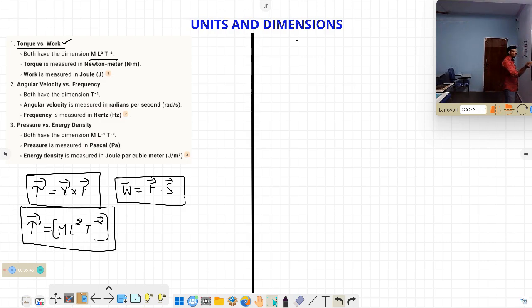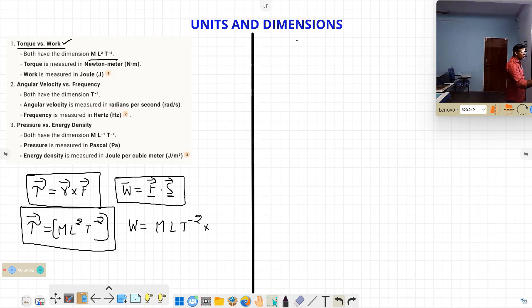Now what is the dimension formula for work? Work we can derive directly here. Force is one of the physical quantities. The dimension formula for force, just as we did before, is MLT^-2. This is multiplied by distance.